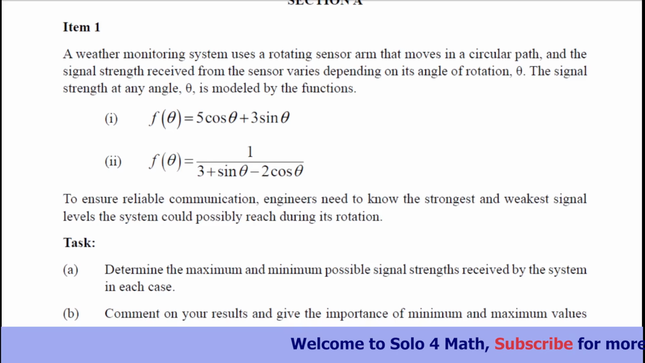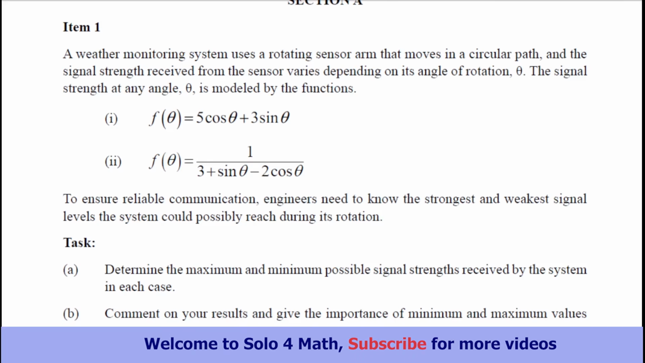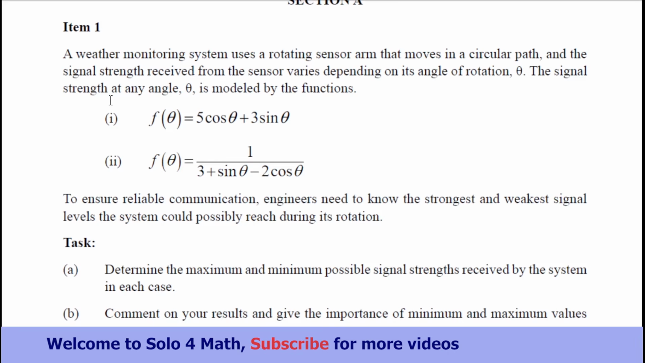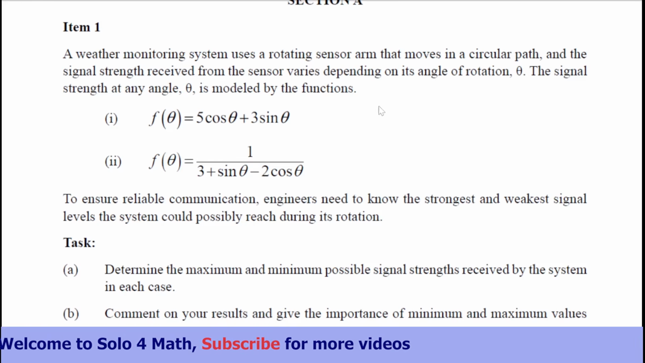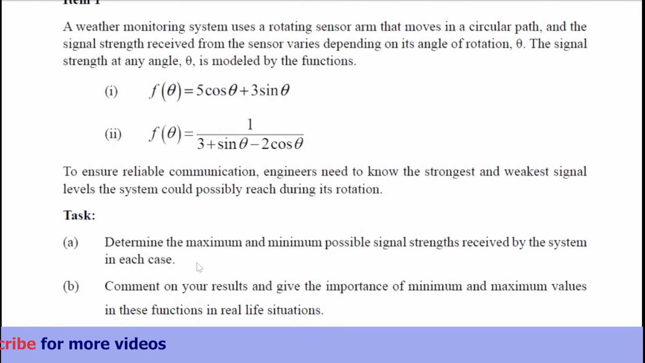Item 1 says a weather monitoring station system uses a rotating sensor arm that moves in a circular path, and the signal strength received from the sensor varies depending on its angle of rotation theta. The signal strength at any angle theta is modeled by these two functions. So to ensure reliable communication, engineers need to know the strongest and weakest signal levels the system could possibly reach during its rotation. Task A, we are required to determine the maximum and minimum possible signal strength received by the system in each case. And then part B, as we shall see.